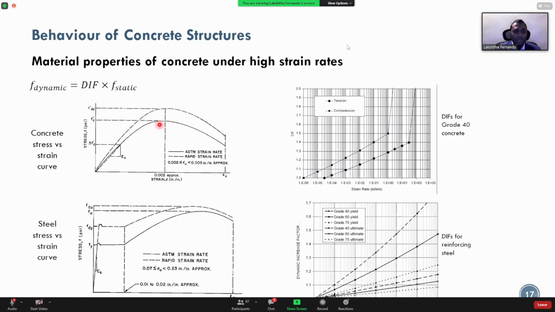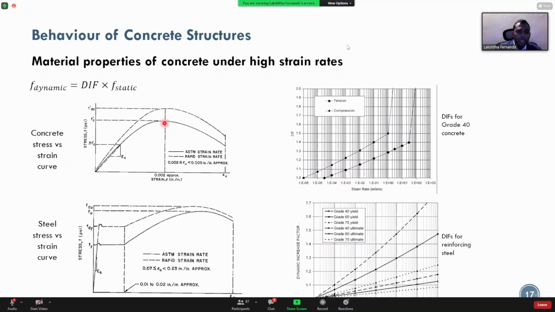So if you look at this curve, the dotted curve is for the high strain rate, for the dynamic load, and the line without the dots is basically for the standard strain rate. So this is for concrete.